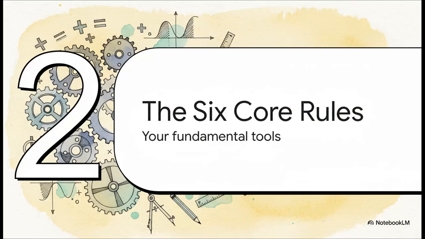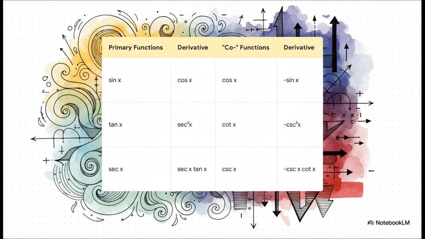Okay, now for the main event, the 6 fundamental derivatives. These are the absolute must-have tools for your calculus kit. You're going to want to commit these to memory. Just take a look at this table. On the left, you've got your primary functions. The derivative of sine is cosine. Simple enough. Tangent gives you secant squared, and secant gives you secant times tangent.